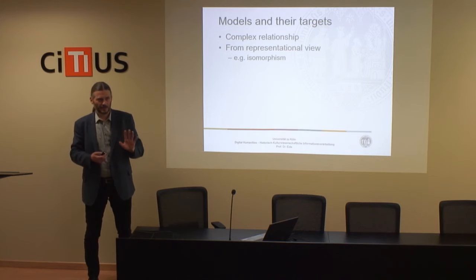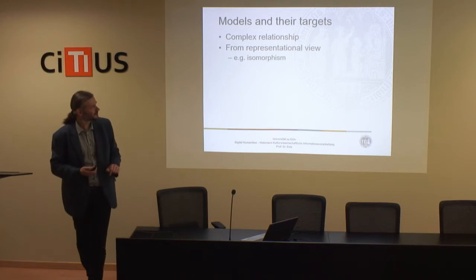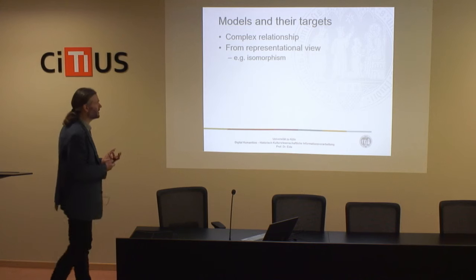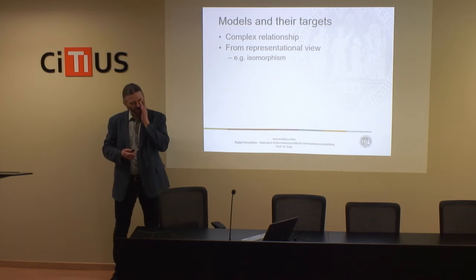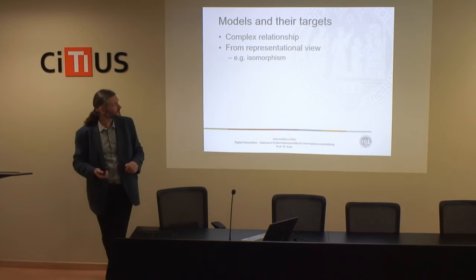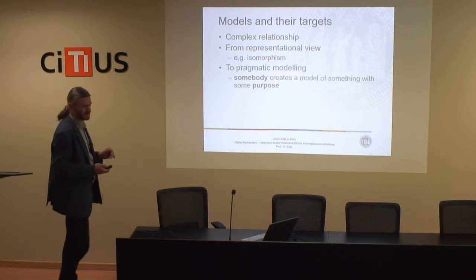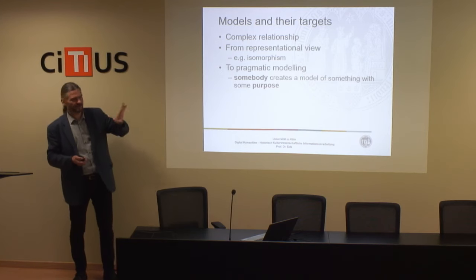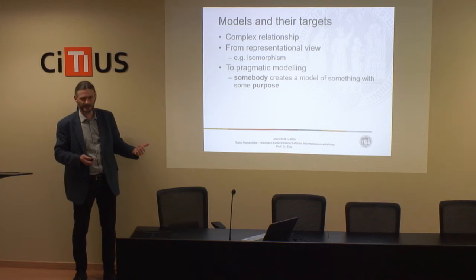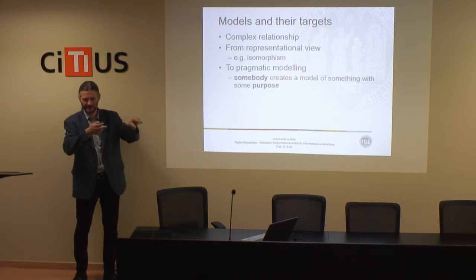And in the humanities, but also in natural sciences, to some extent social sciences, it has been a fairly straightforward representational view that wasn't really discussed that much for parts of the 19th century, where you in a way saw these morphism relationships, isomorphism between a model and model target. But the last 15, 20 years, it's a real development towards seeing it in a more pragmatic sense, and specifically pragmatic meaning that somebody creates a model of something. These are the two things we always had, but somebody is creating it for some purpose.